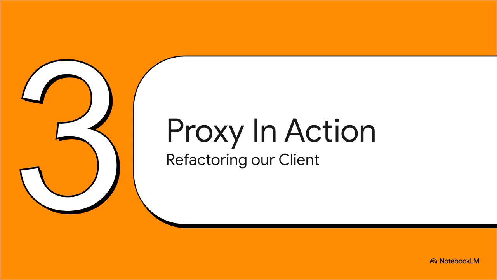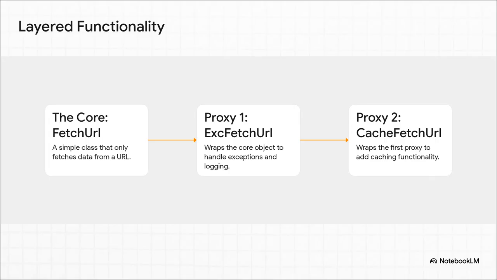Okay, theory is great, but let's see this thing in action. We're going to go back to our API client and refactor it, but this time, we'll use the proxy pattern. This is where you see the real beauty of it. First, we strip our fetchURL class back down to its one job, just fetching data. That's it. Then we create a proxy. Let's call it xFetchURL, and it holds on to our core object. This proxy is in charge of handling exceptions and logging before passing the request along.